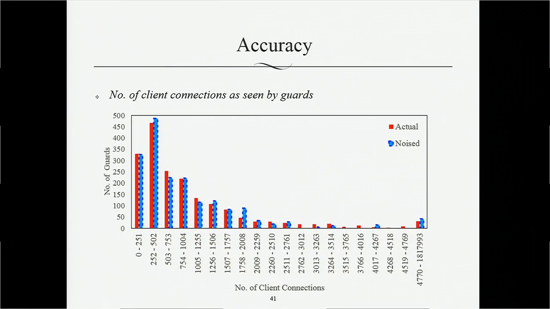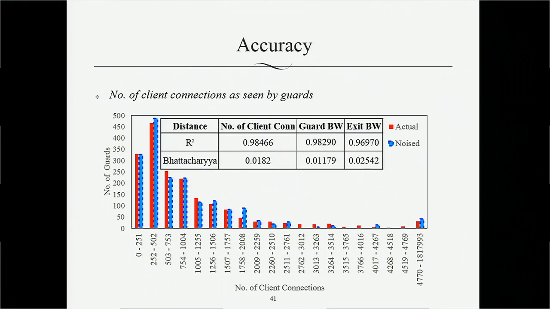Now accuracy, the number of client connections as seen by the guards. You can see we have obtained a graph of the number of guards versus number of client connections. The red bars are the actual value, and the blue bars are the noised value obtained via HisTorE. Both of them are really close. We also measured how close they are using two distance metrics, the R-square and the Bhattacharyya distance. If the R-square distance is close to 1, and the Bhattacharyya distance is close to 0, then the two distributions are similar. We also performed other experiments like guard bandwidth and exit bandwidth, and we got similarly good results for them as well.